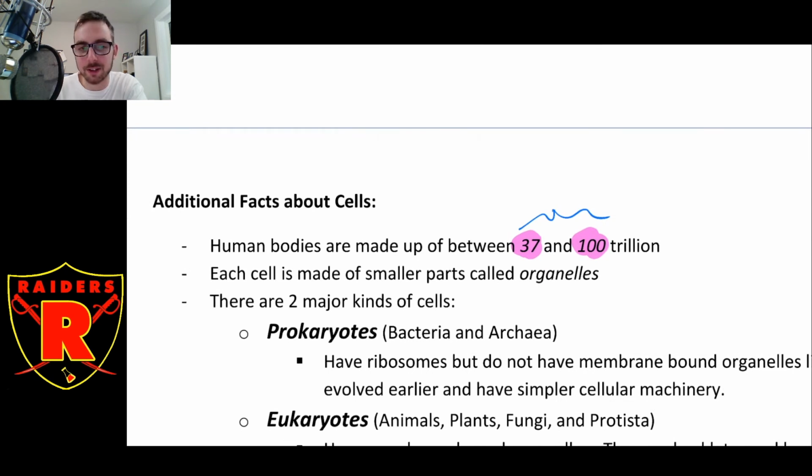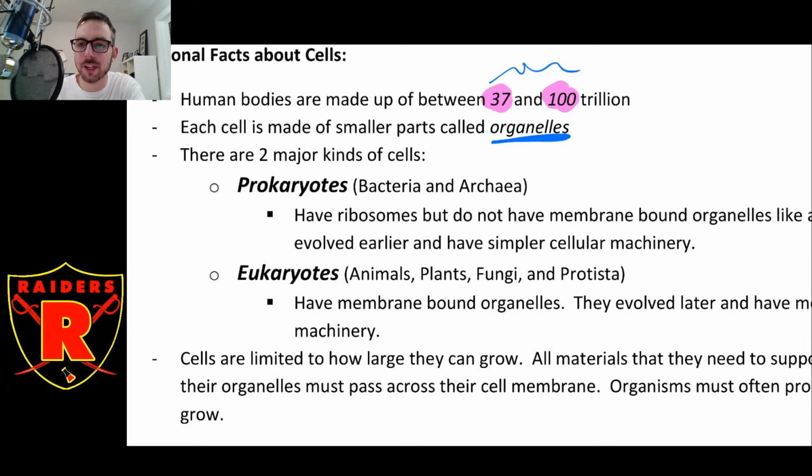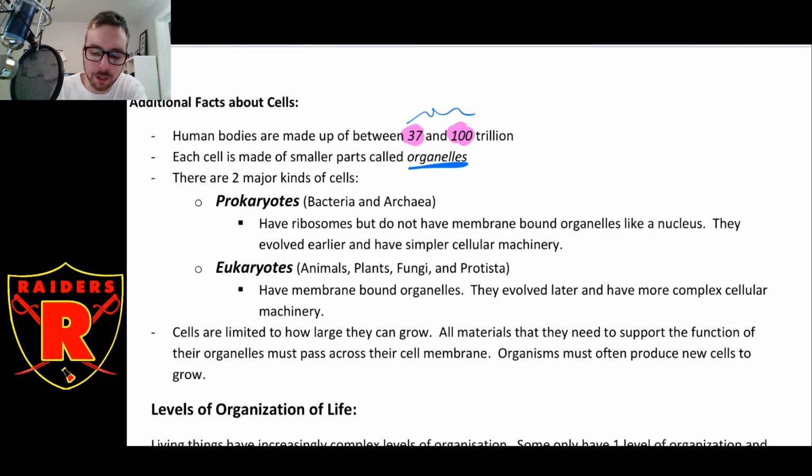Each cell is made out of smaller parts called organelles. You probably already know that, and we're going to talk about it in more detail on Wednesday. There are two major kinds of cells. Again, this concept is really important as you get into the stuff for grade 11 biology next year. Prokaryotes are organisms that have ribosomes, which you're going to talk about on Wednesday. Those are the things that make proteins. But they don't have membrane-bound organelles. Membrane-bound organelles are structures that have an actual membrane around the outside.